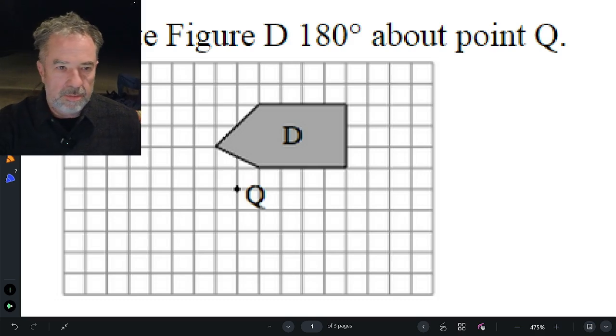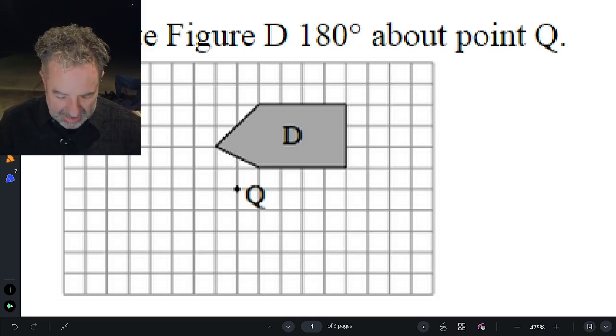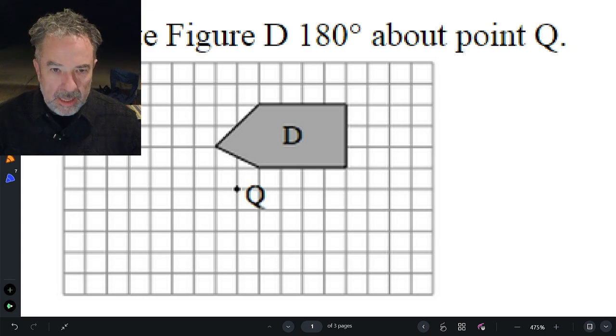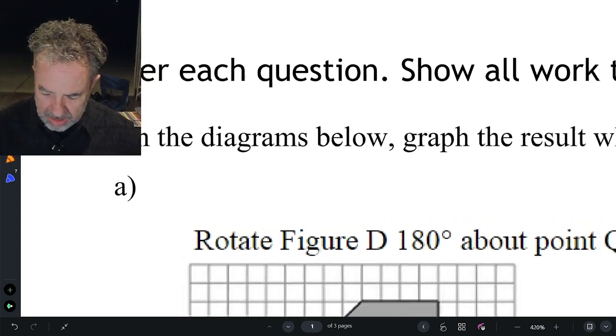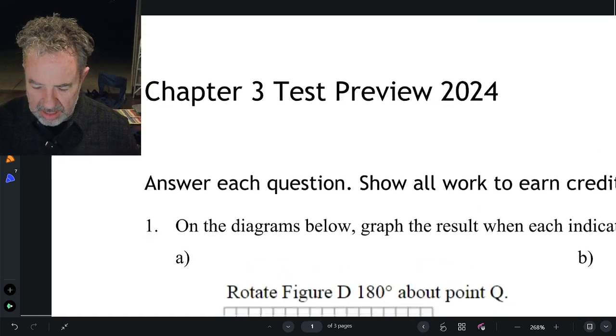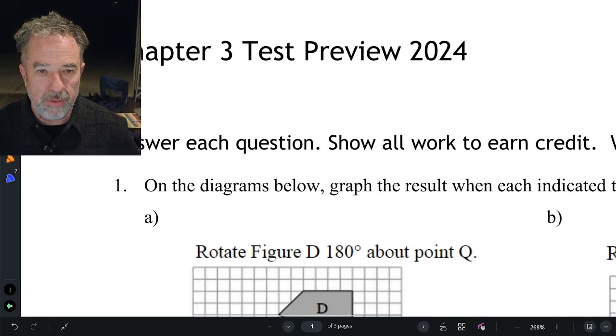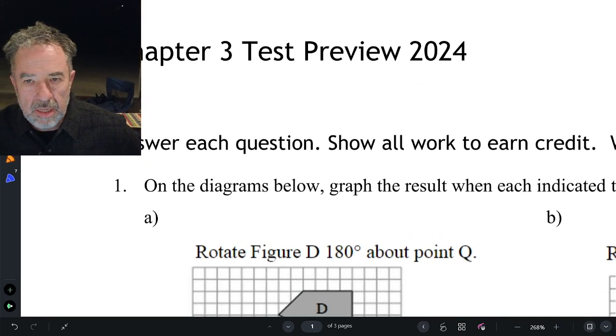Hey class, this is Mr. Roberts, not at Shasta High School. I'm sitting in my garage, and I'm going to go through the, what did I call this? I said that this was a Chapter 3 test preview for 2014. So let's take a look at this.